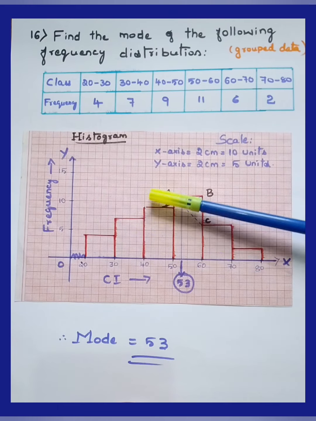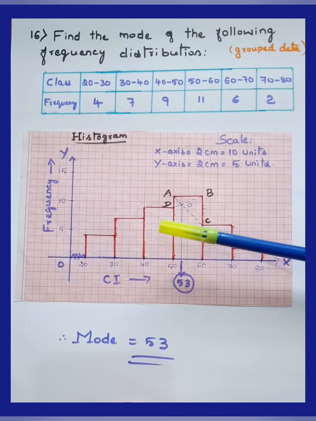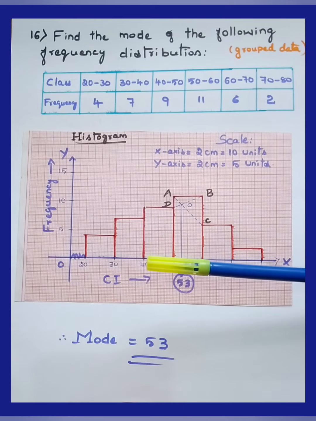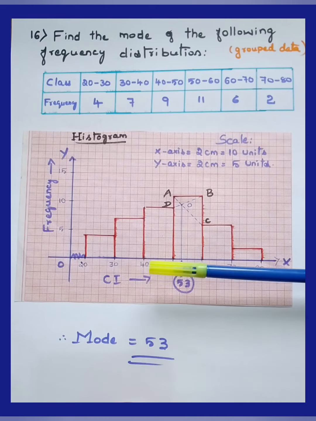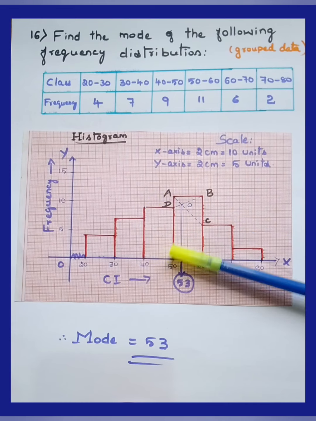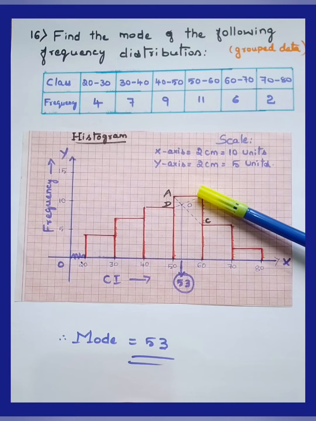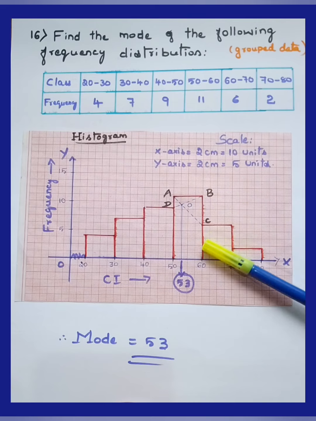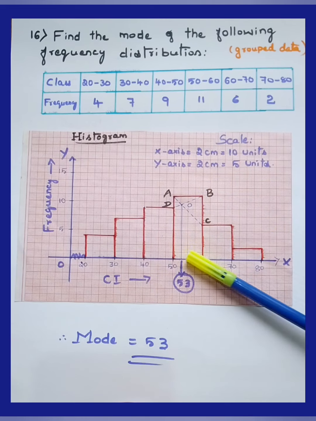Then 40 to 50. If it is for school students, I would have explained how to draw this graph. Since most of your teachers must be knowing these basics, hope I no need to repeat it. Then 40 to 50, it is of 9. Then for 50 to 60, the bar is like this. After drawing, you have to choose which is the highest one.